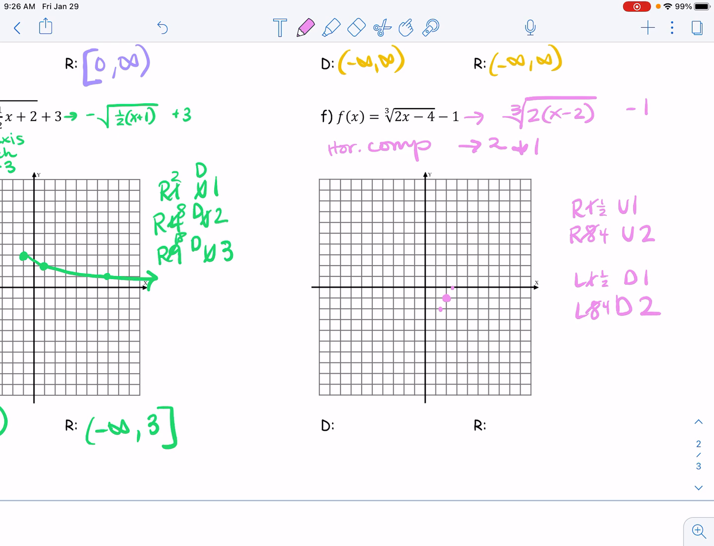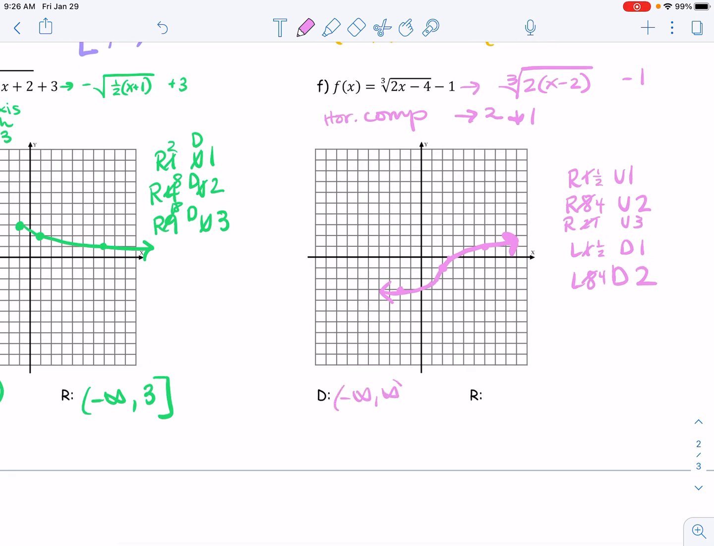Right 4, up 2. So right 1, 2, 3, 4, up 2. Okay. And then let's see, the next one would have been 3, that would have been 27, right? But half of that would be, just seeing if we can fit it, would be 13. Nah, we can't fit it, so we'll just leave it as is. And that has been horizontally compressed and shifted. Domain, still negative infinity, positive infinity. Range, still negative infinity, positive infinity.